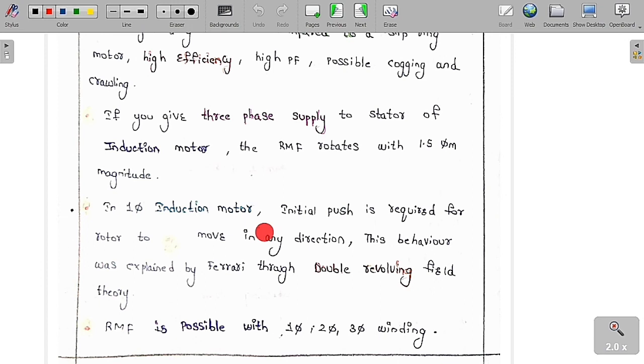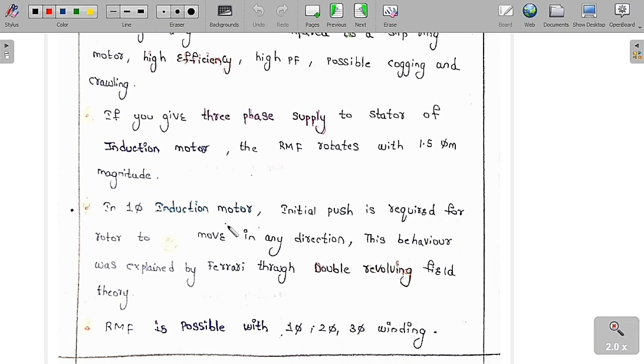In single phase induction motor, initial push is required for rotor to move in any direction. This behavior was explained by Ferrari through double revolving field theory. I have already told you the detailed explanation of the double revolving field theory. See, basically a single phase induction motor is not self-starting. So you have to give some initial push, either clockwise or anti-clockwise. Based on that, it is going to rotate. If you give an anti-clockwise push, it is going to always rotate in the anti-clockwise. Otherwise, if you give clockwise push, it will always rotate in the clockwise. So this is the basic function of single phase induction motor.